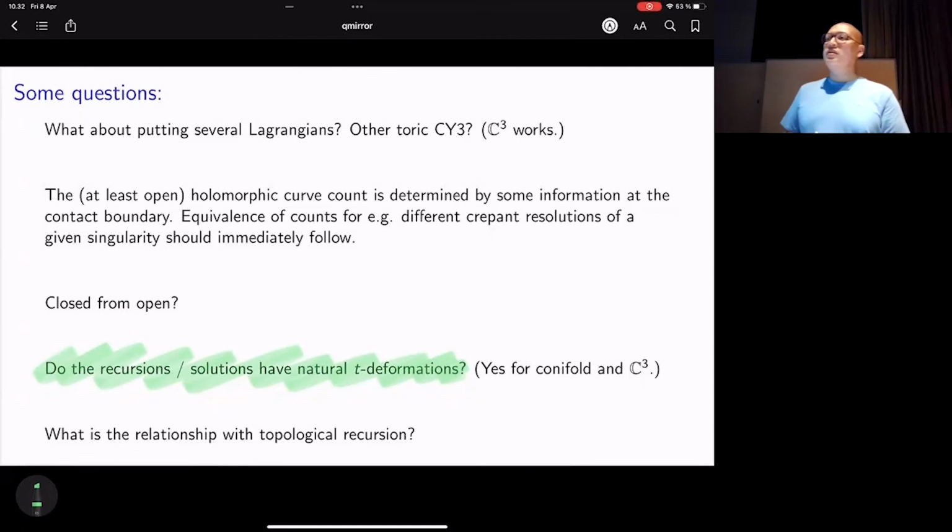I think Melissa has a question. Oh yeah, so when you know the recursion has a natural T deformation, does this have something to do with what the... I don't know when the recursion should have a natural T deformation. You might imagine that there's this refined Chern-Simons story of Mina, and that has something to do with circle actions. And so you might imagine that it's related to some existence of circle action.